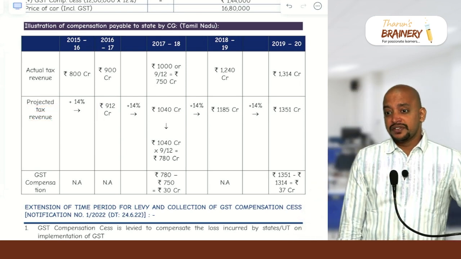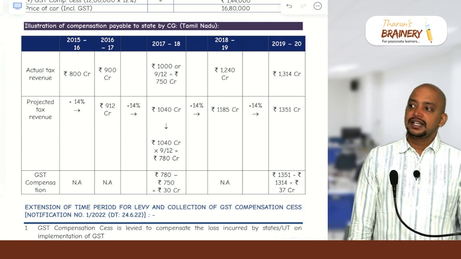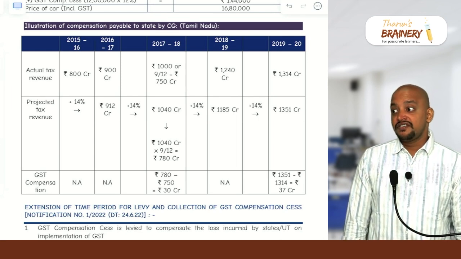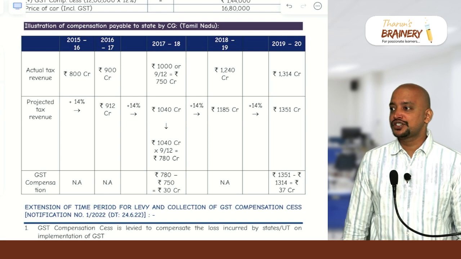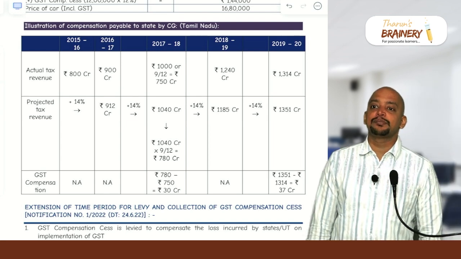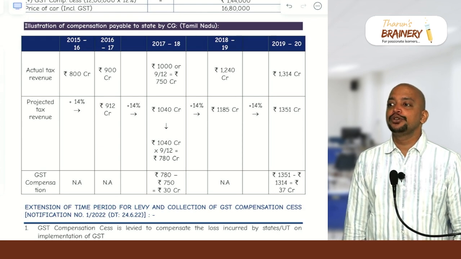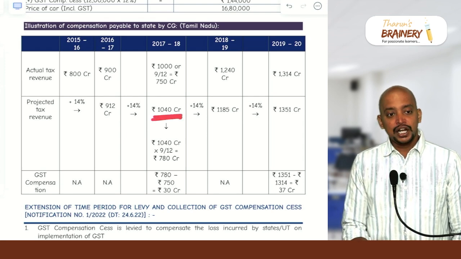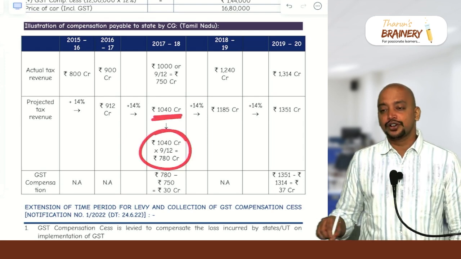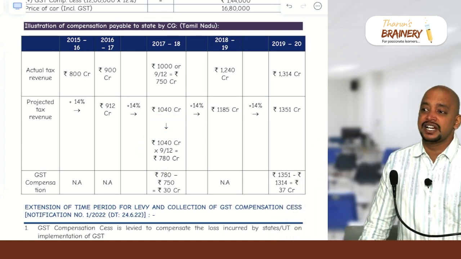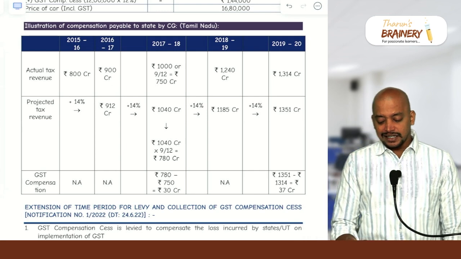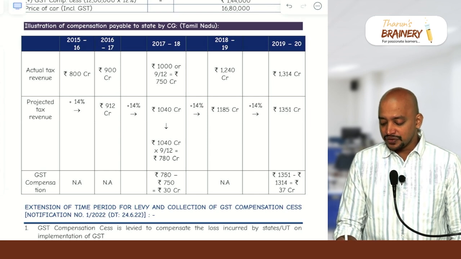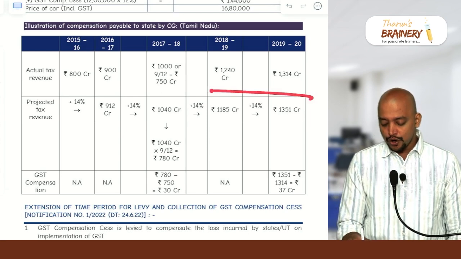Now, from which year onwards is compensation payable? 17-18. Full year or from one date in 17-18? 1st July. GST is implemented from 1st July, which means in 17-18, how many months is GST applicable? 9 months. So whatever you have computed, you convert for 9 months. So 17-18 projected is 1040. Now you convert for 9 months. So 1040 into 9 by 12, 780 crores. You understood how we got 780 crores? But for 18-19 you don't have to do that, because for the full 18-19 GST is applicable, and 19-20 also full year, you don't have to do anything. So this is how you got the projected.